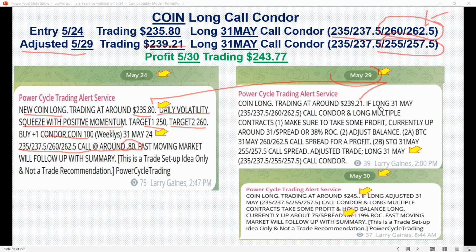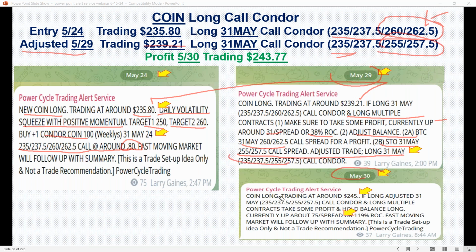And then I sent out an alert saying if long the May spread and long multiple contracts, make sure to take some profit, currently up $31 per spread, 38% return. Then I put in an adjust balance, and I showed you how to do that. Buy to close the 31 May 260, 62.5 call for a profit. So we had a call credit spread higher up, took profit on that. That will adjust down our costs on the debit spread side. And then I said sell to open the 31 May 255, 57.5 call spread.